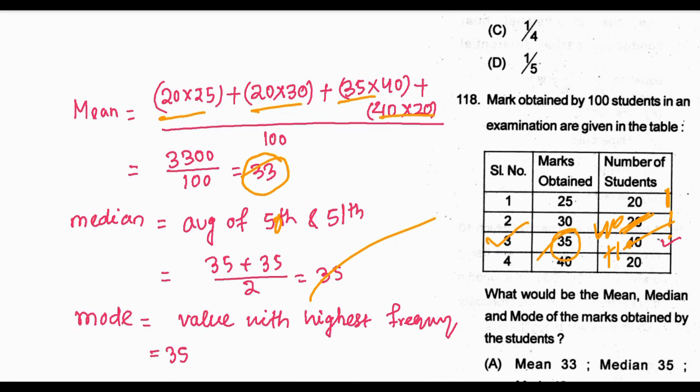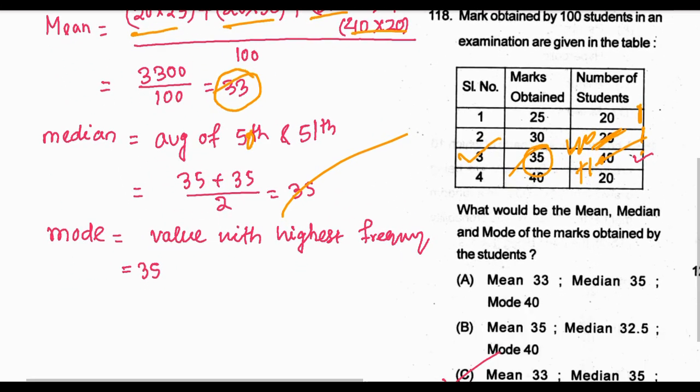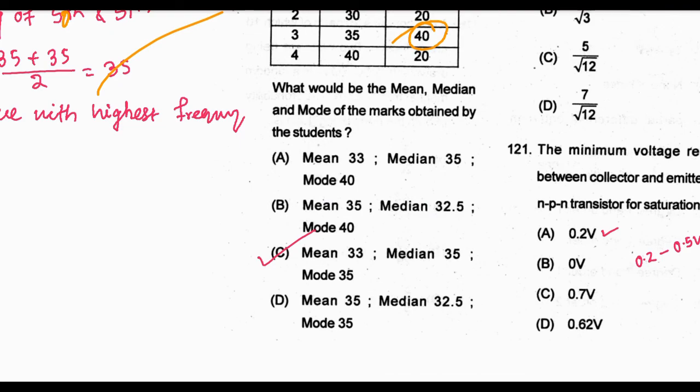What is the mode? The most frequently occurring value. So what is most frequent? 35 is most frequent, because 40 students are scoring 35. So mode is 35. So here the answer is 33, 35, 35.